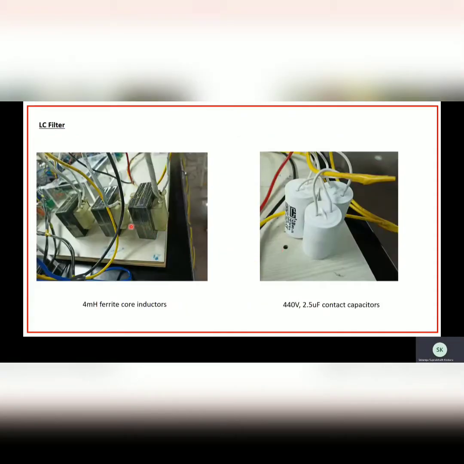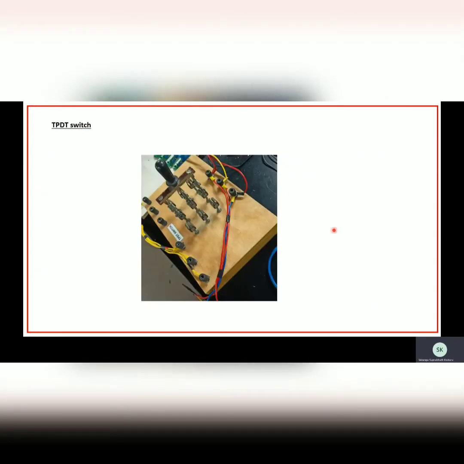So after the inverter stack, we use an LC filter. For that LC filter, for each phase we use one inductor. Three inductors we are using here, and each inductor is of 4 millihenry and ferrite core inductors. And then the delta connected capacitors are contact capacitors of 440 volts and 2.5 microfarads.